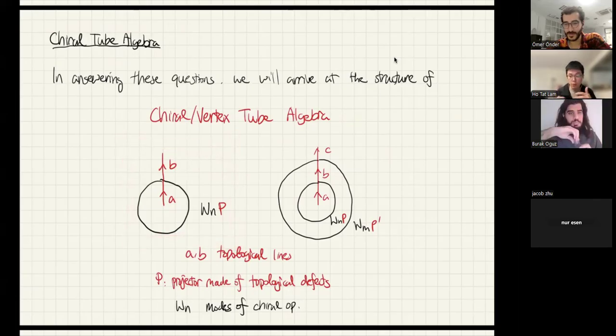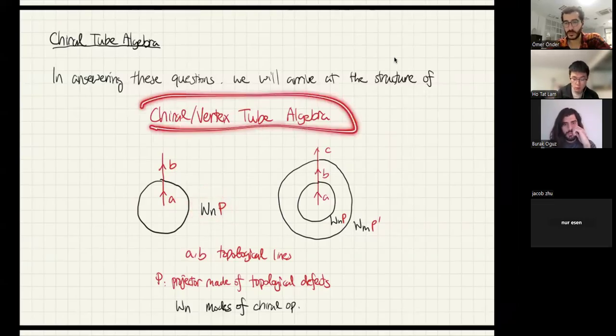And you can also compose them, similar to how you compose things in tube algebras. You see that this is very similar to tube algebras in the sense that this is an operator that maps you between different defect Hilbert spaces. It's also similar to chiral algebras because the generators, the operators that implement the symmetries, are really some modes of the chiral operators. So that's why we call it a chiral tube algebra.